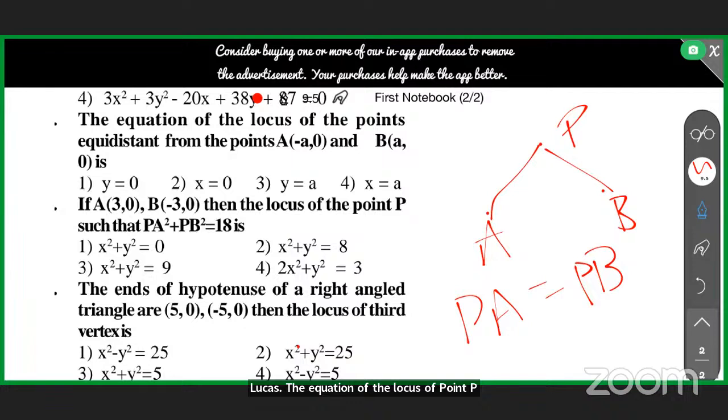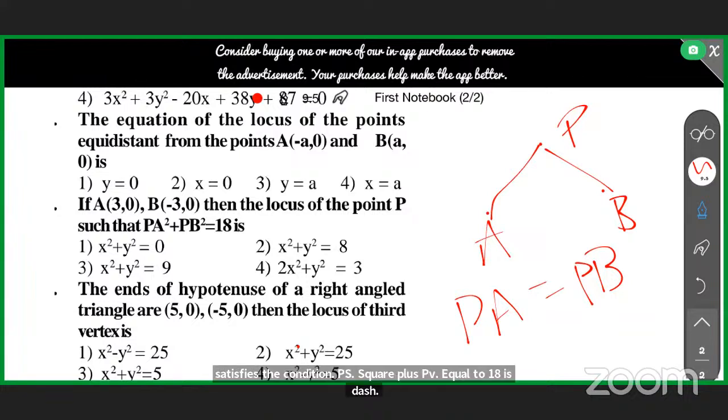That is question number 7. Now question number 8. If A is (3, 0) and B is (-3, 0), then the locus of the point that satisfies the condition PA square plus PB square is equal to 18 is dash.